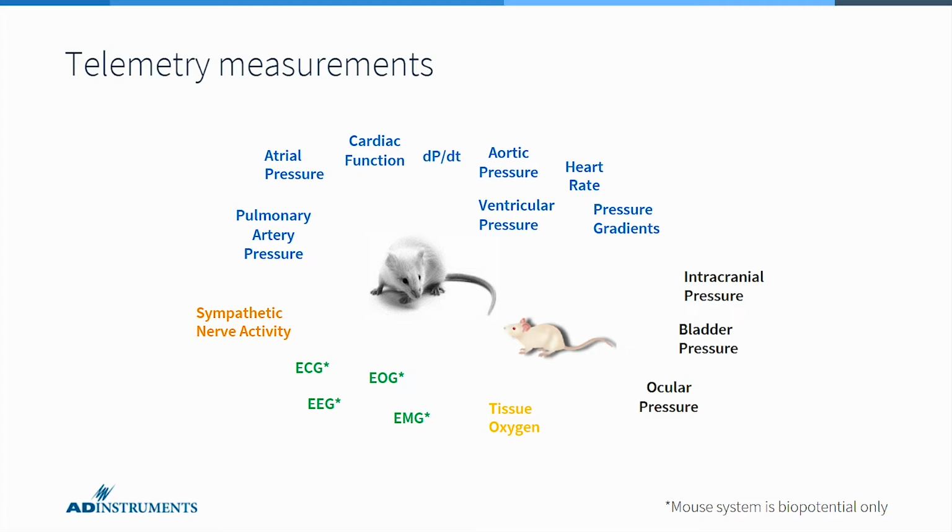And with the Carha Sciences telemetry systems, you can measure a range of physiological parameters, whether they're cardiovascular parameters, cardiovascular pressures, or other physiological pressures, sympathetic nerve activity. There's a unique tissue oxygen telemeter as well. And as I've said, the systems are broken down into a rat system and a mouse system. At the moment, the mouse system is biopotential only, so both the rat and the mouse systems offer biopotential recording, and the rat system offers the pressure recording.